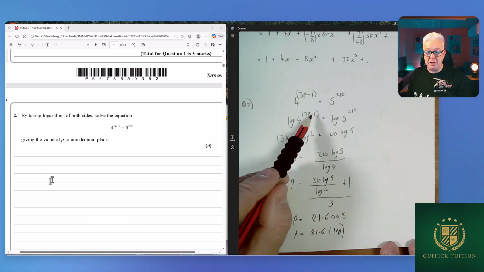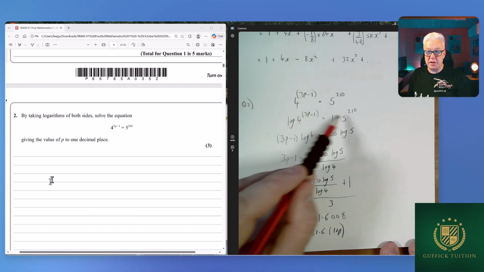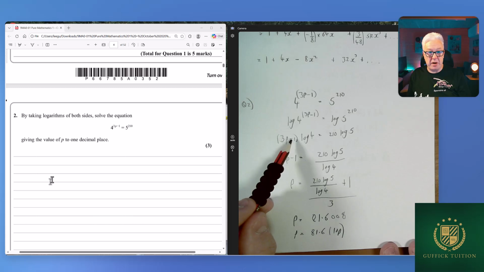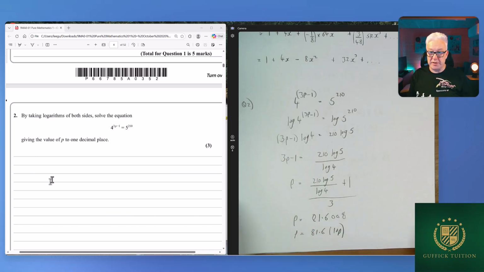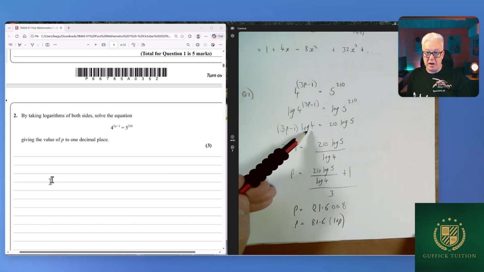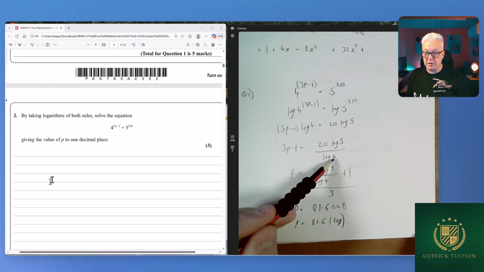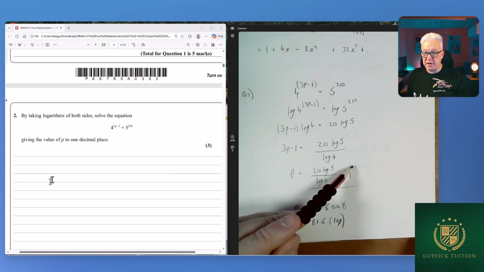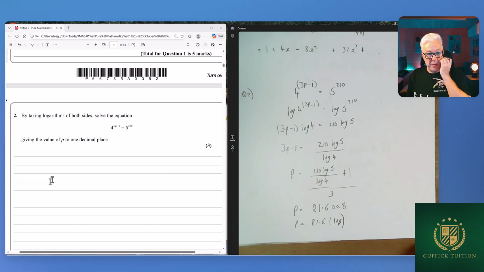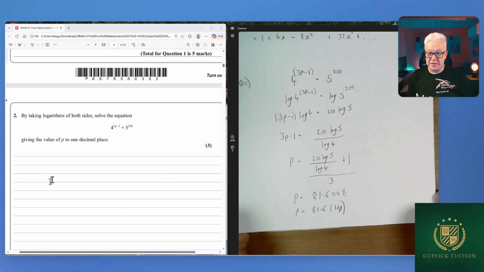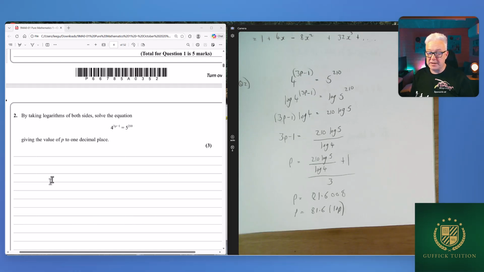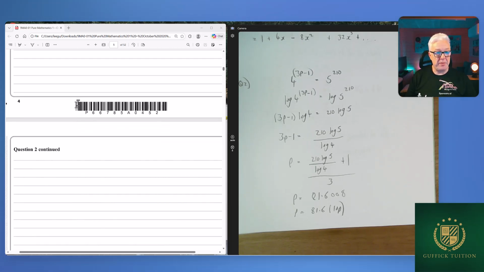The next step is to use the power law to bring this to the front. So the power law brings the 3p minus 1 and the 210 to the front. I've then chosen to divide by log base 4. So I've got 210 times log 5 divided by log 4. Then I add 1 to both sides and divide by 3. And when we put that into our calculator, that gives us 81.6008, which is 81.6 to 1 decimal place. So that is question 2 on that paper.